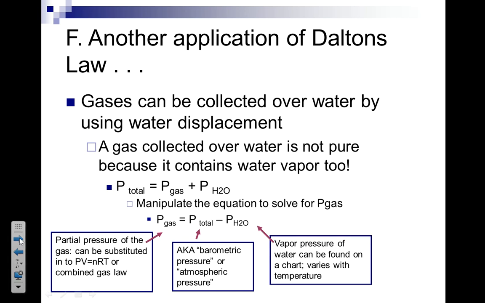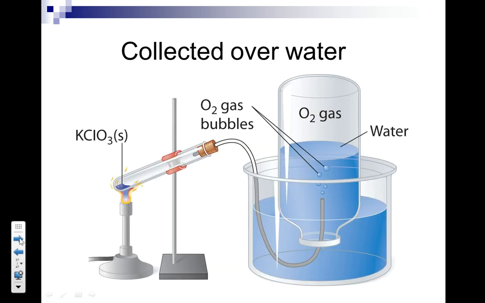The pressure of the water, this is your vapor pressure of water, and it can be found using your vapor pressure chart, which is on the handout you received in class. And the vapor pressure of water will vary with the temperature, so it's very important that you pay close attention to the temperature at which the gas was collected.